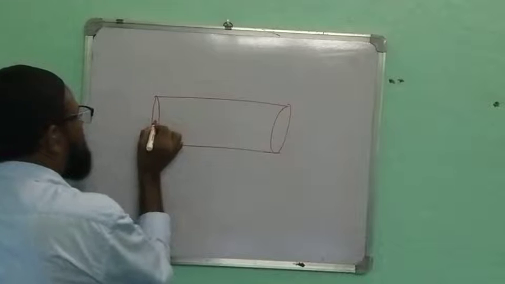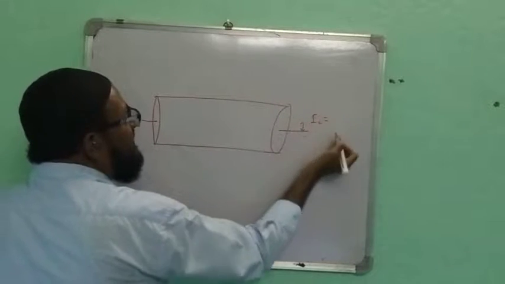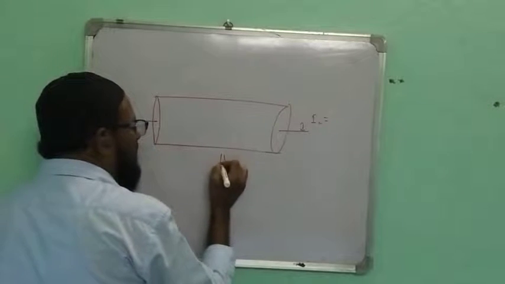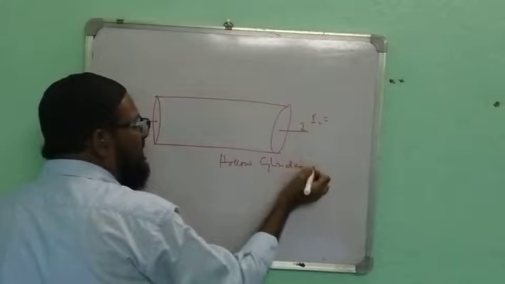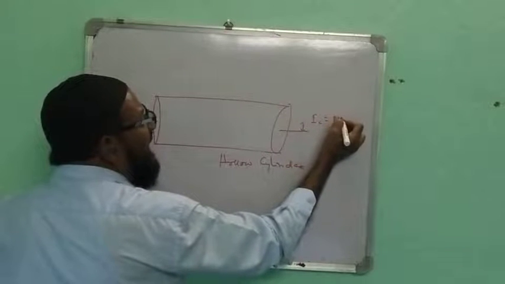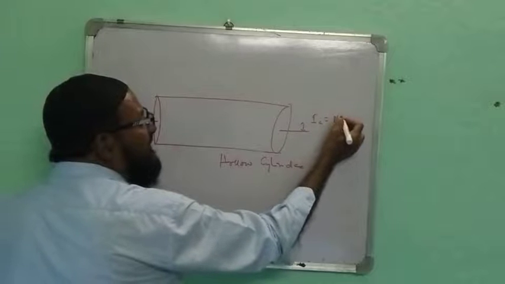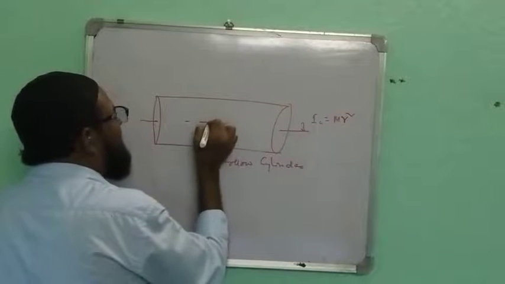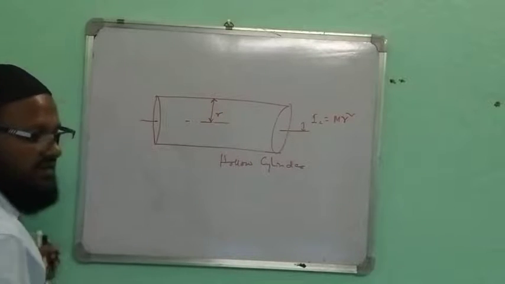What is this? This is IC. What is the formula? Hollow cylinder. Hollow cylinder, M R square. What is this R? This is R. Clear?